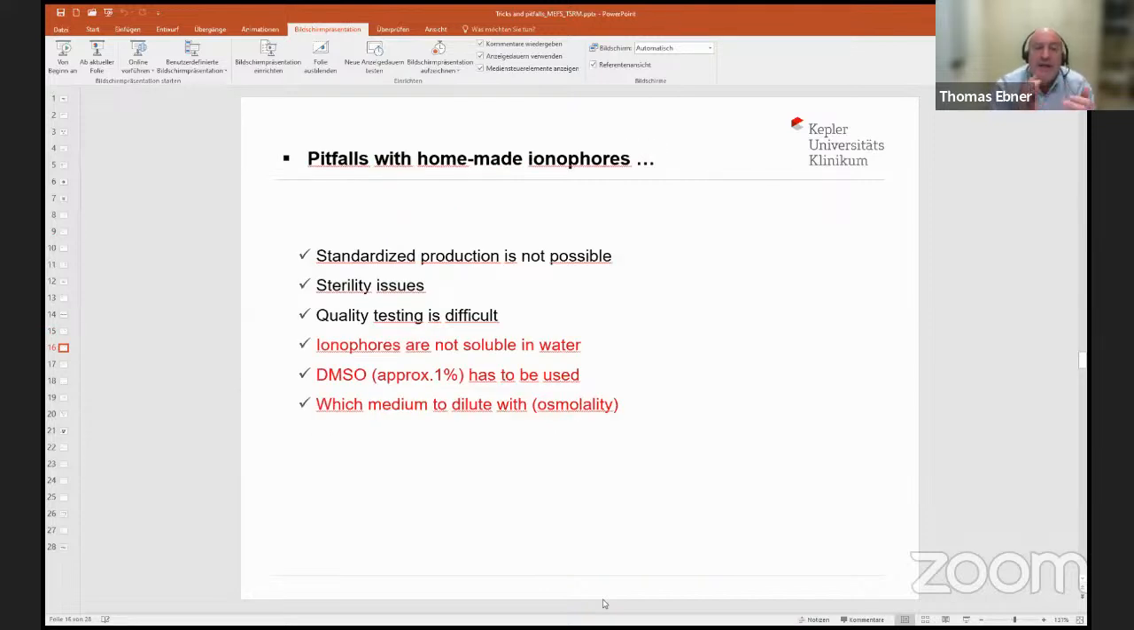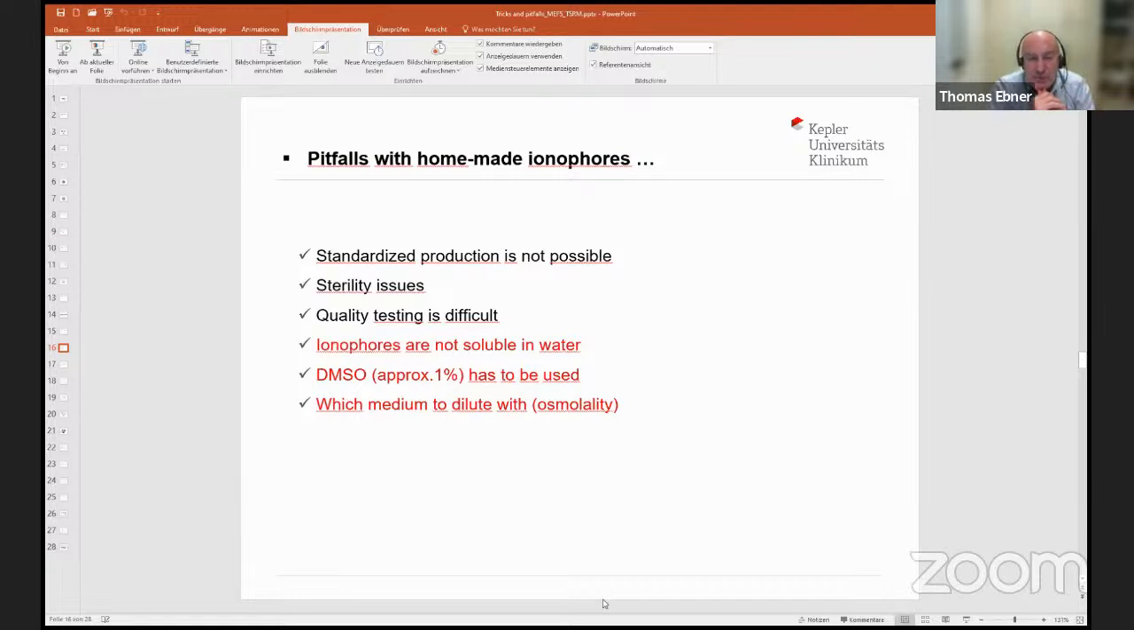For example, it's very hard to standardize the production, if not impossible at all. You may have sterility issues if you buy something that is not purified, or maybe it is purified, but during the process of mixing it, it could cause a problem. And also the quality testing is difficult in our labs. And even more importantly, the ionophore is not soluble in water at all. So it's hydrophobic, I would say.